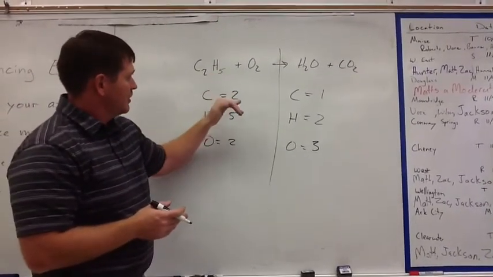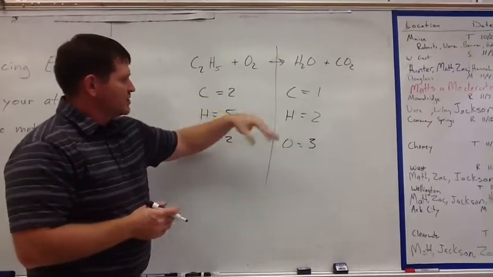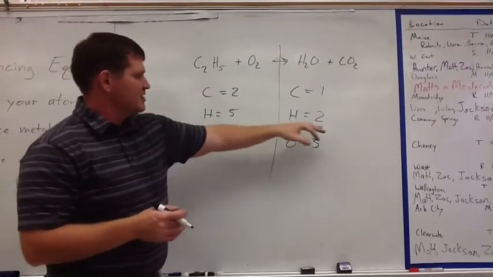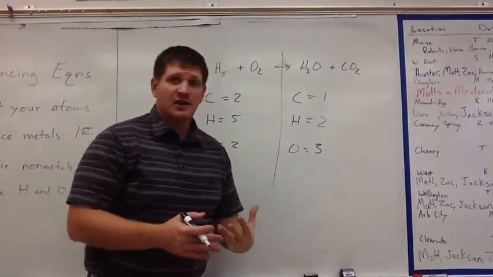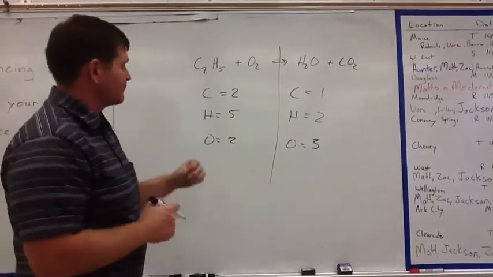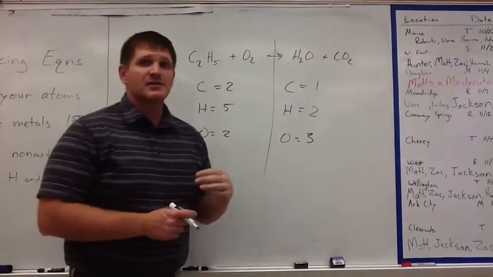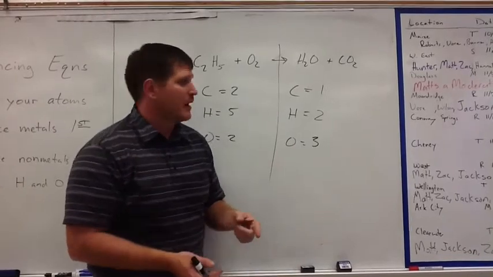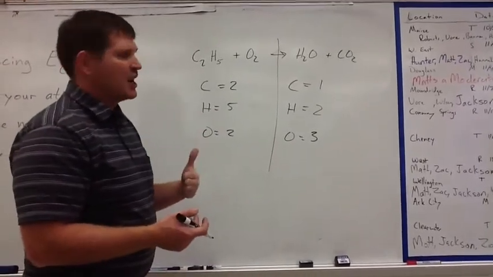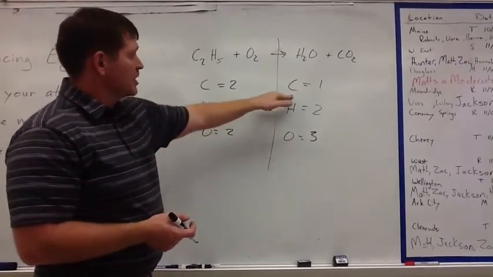I have 2 on this side, 1 on the other side, so they don't match. 5 hydrogens on this side, 2 on this side, they don't match. And 1 oxygen, 3 oxygens, they don't match. So we have to balance everything. The first one I want to balance is between the metals. I don't have any metals, so I'm going to skip the metals. We're going to go to the non-metals that aren't hydrogen and oxygen. So that's my carbon. So I'm going to come over here.